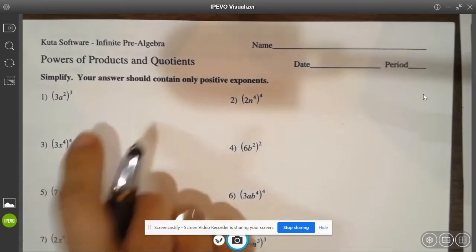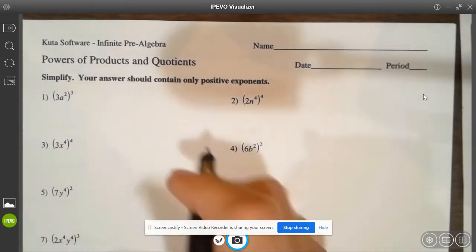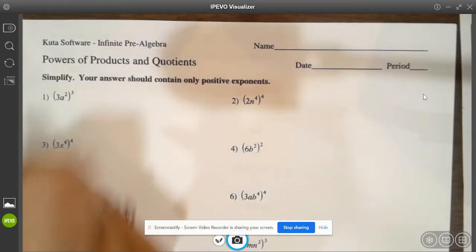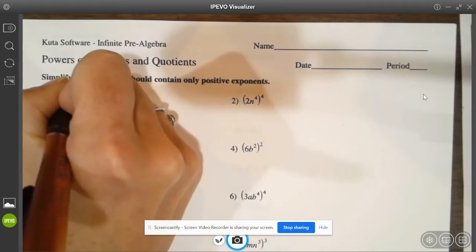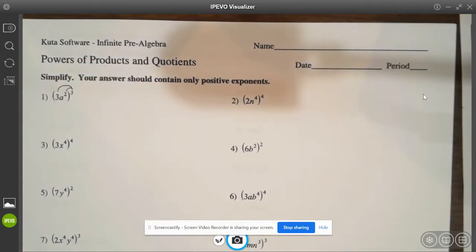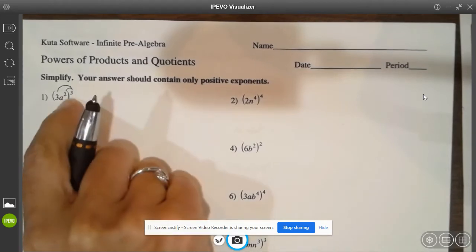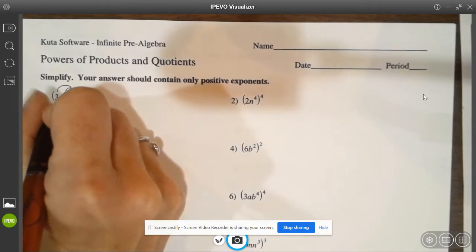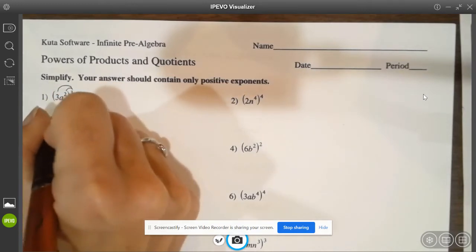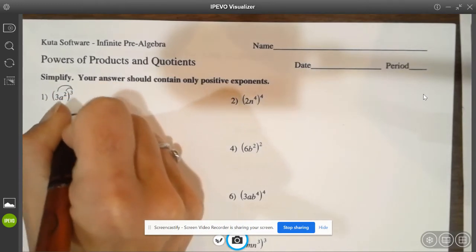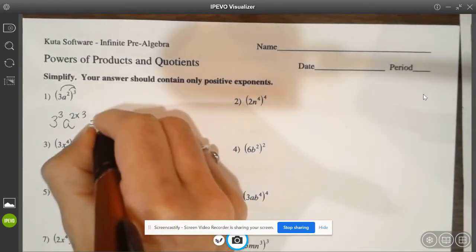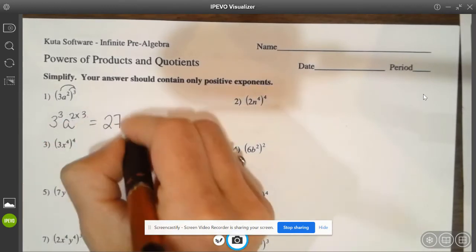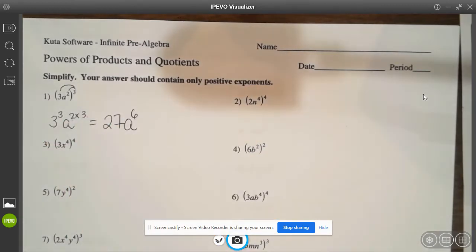All right, so here we have some crazy stuff looking here, right? So let's try some of these. When you see a power raised to a power, you have to distribute that exponent to each of the terms inside. So the term with the exponent, you multiply. So that's the same as 3 to the third power and a to the 2 times 3. So that's 3 to the third power, that is 27. And then 2 times 3, that's a to the 6th power. And that is my answer.